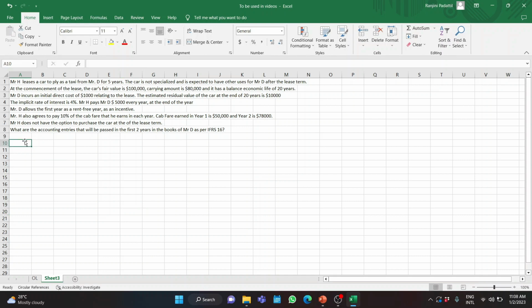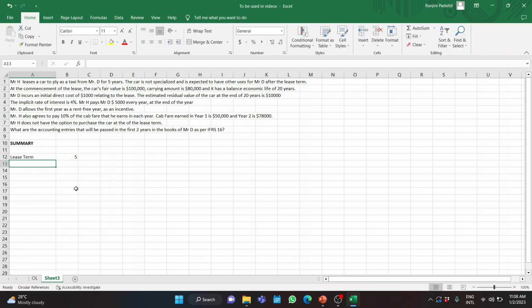Alright, so let's make a summary. We know that Mr. H is the lessee and Mr. D is the lessor. The lease term is 5 years. Now, at the commencement of the lease, the car's fair value is 100,000, the carrying amount 80,000 and the economic life 20 years. Mr. D incurs an initial direct cost of 1,000. IDC is 1,000. The residual value is 10,000.